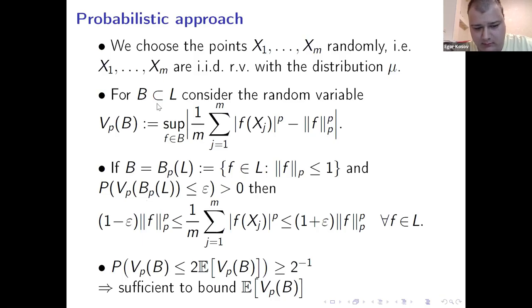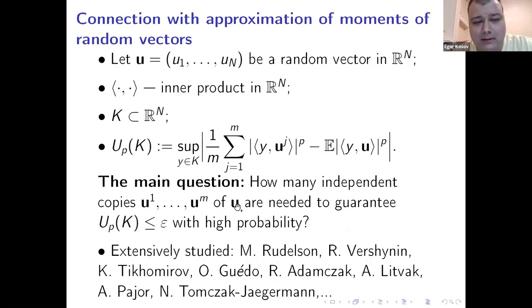Okay, but how do we get here? Obviously, from the Chebyshev inequality, one has the bound that the probability that the random variable is smaller than 2 times its expectation is always bigger than 1/2. And thus, if we somehow manage to prove that the expectation is small, less than epsilon, then we have the discretization with probability 1/2. So this is our idea. Not our idea, this is the idea.